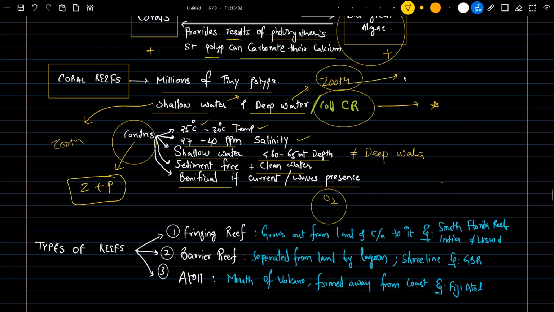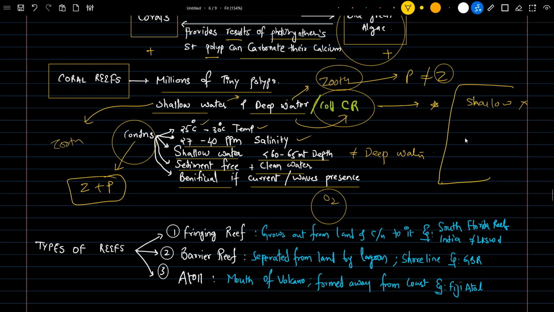Here polyp will be present but not zooxanthellae. There will be some other algae present in deep water. So deep water means simply the cold coral reef. In the exam there might be a question: there will be only shallow water under which a coral reef can be found. So it is false, because in deep water also it can be found.